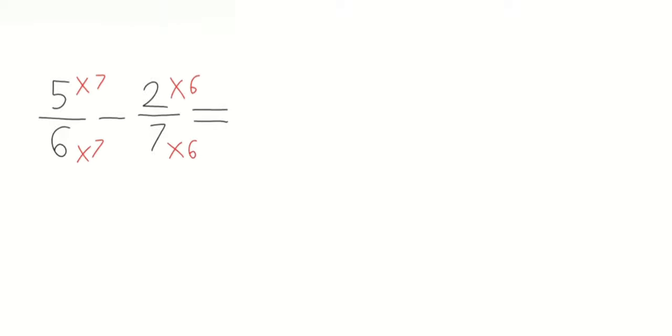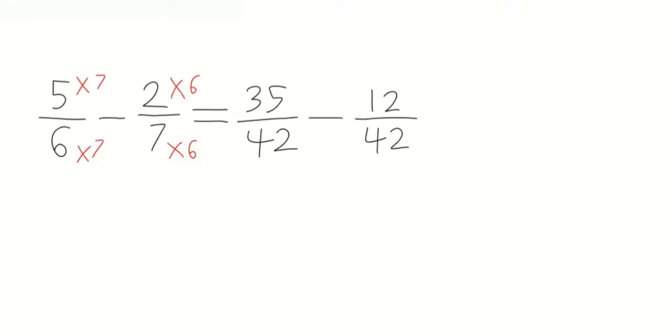Let's say we want to calculate 5 over 6 minus 2 over 7. Well, we just multiply 5 over 6 with 7 and 2 over 7 with 6, which will give 35 over 42 minus 12 over 42, which is equal to 23 over 42.